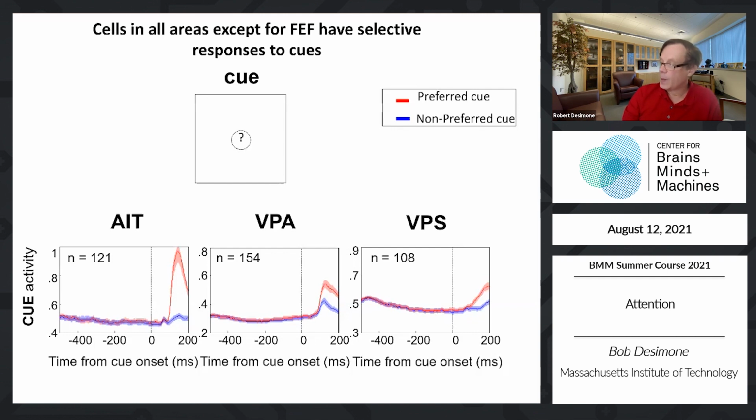In VPA, you also see very good selectivity, not quite as strong as in IT cortex, but still pretty good selectivity. The VPS, again, is just another control region. So there's stimulus selectivity.